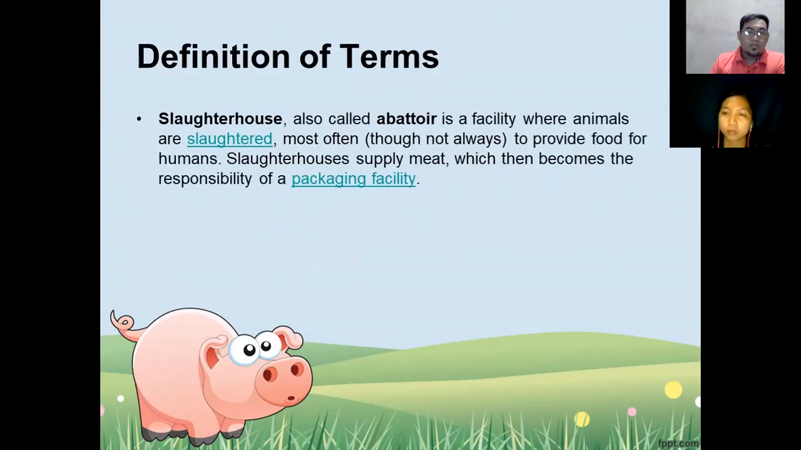Slaughterhouse, also called abattoir, is a facility where animals are slaughtered, most often to provide food for humans. Slaughterhouses supply meat, which then becomes the responsibility of a packaging facility. But for now, the Dumaguete City abattoir, the Dumaguete City has no packaging facility yet.